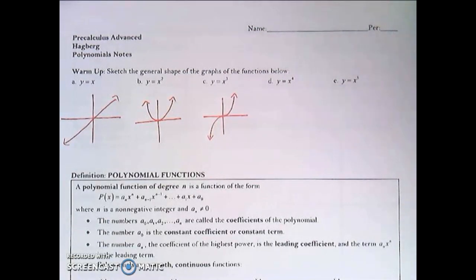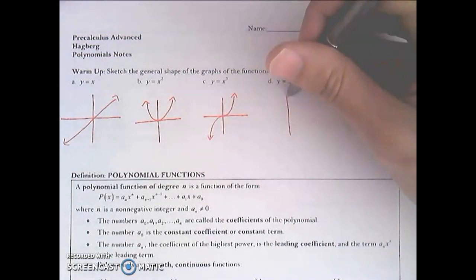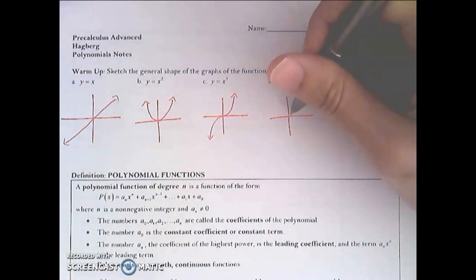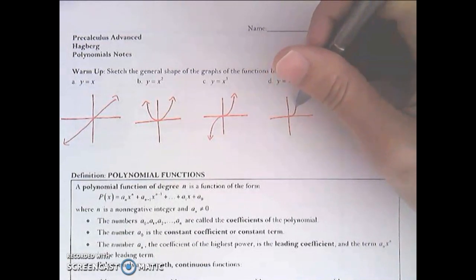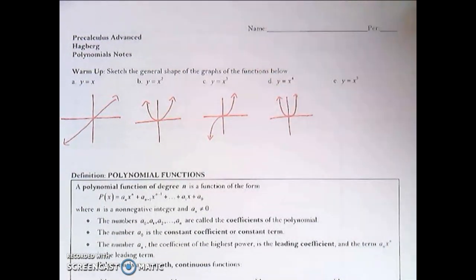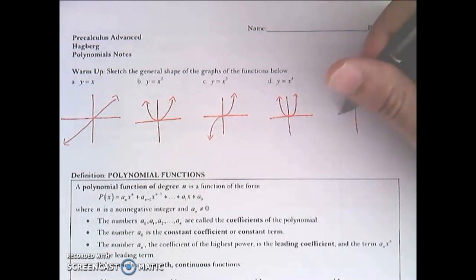For y equals x to the fourth, this is the parent function for a quartic. Again, it's a U shape, but now it grows quicker. So the slope of this is going to have more of a steeper growth rate. So something like this. X to the fifth, this is the parent function for a quintic.